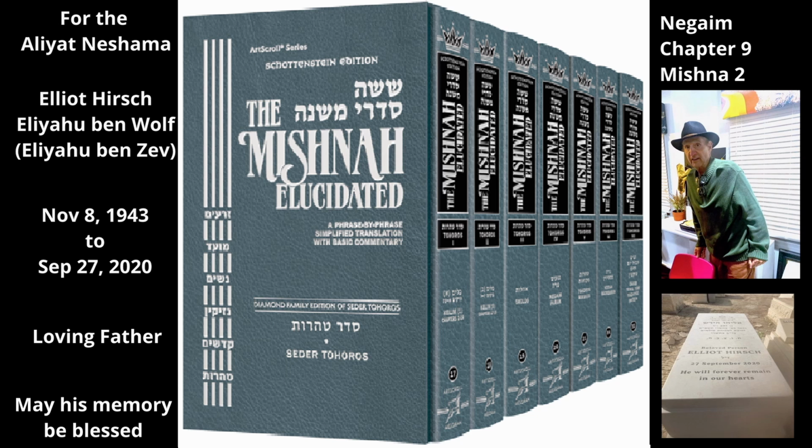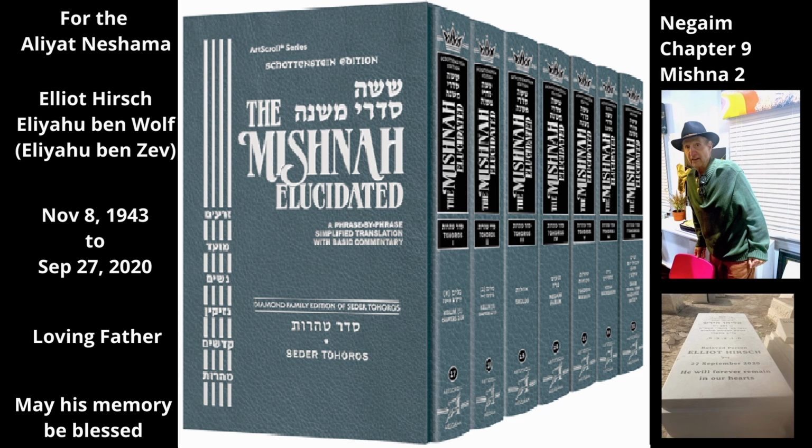That is, if there is a nega the size of a gris on the boil or on the burn that are next to each other, and the nega then spreads onto the other type of injured skin, it is not a sign of tuma. And similarly, the law is that they do not spread onto ordinary skin, nor does a nega that is on ordinary skin spread onto them.